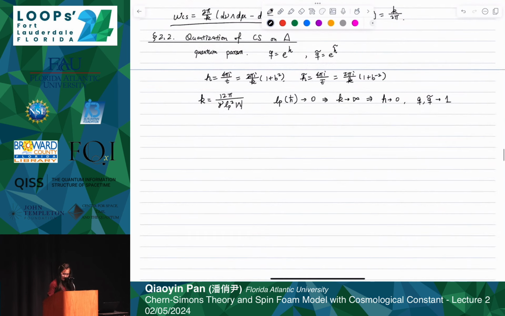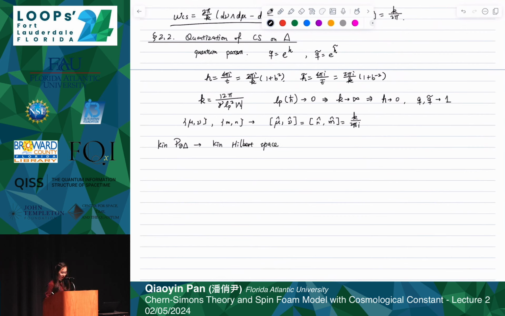Now, as in usual canonical quantization, we quantize the Poisson bracket of the coordinates mu, nu, m, n to a commutator of operators, which I put a hat on to denote the quantization. And this gives us k over 2 pi i. This is the commutator of the quantum operators after we do the quantization. Also, at the classical level, we have the kinematical phase space, which is the phase space of the ideal tetrahedron. And this is quantized to the kinematical Hilbert space.